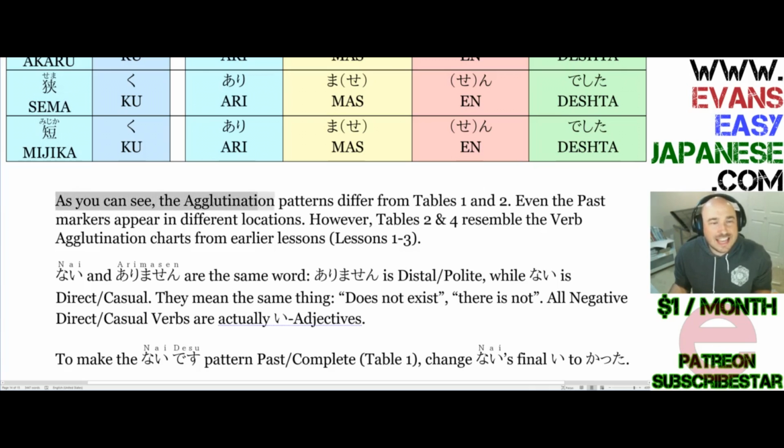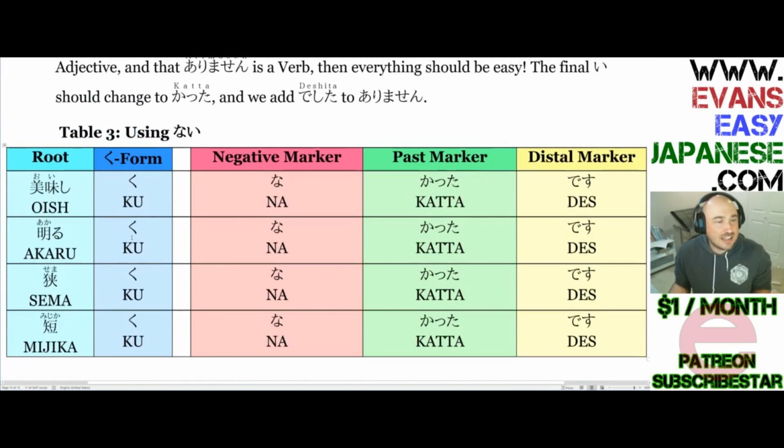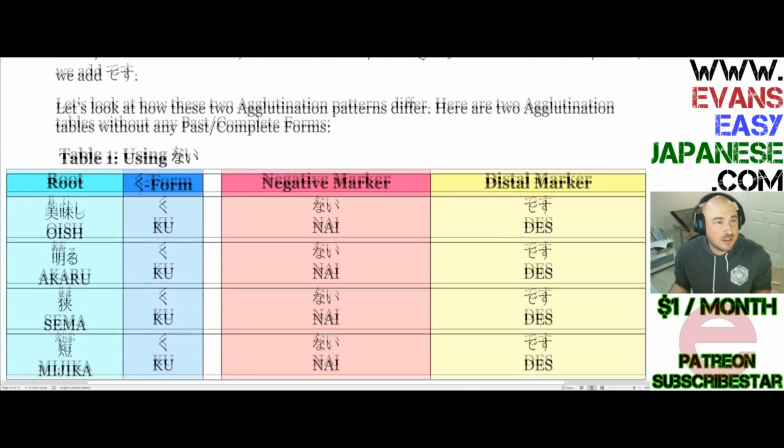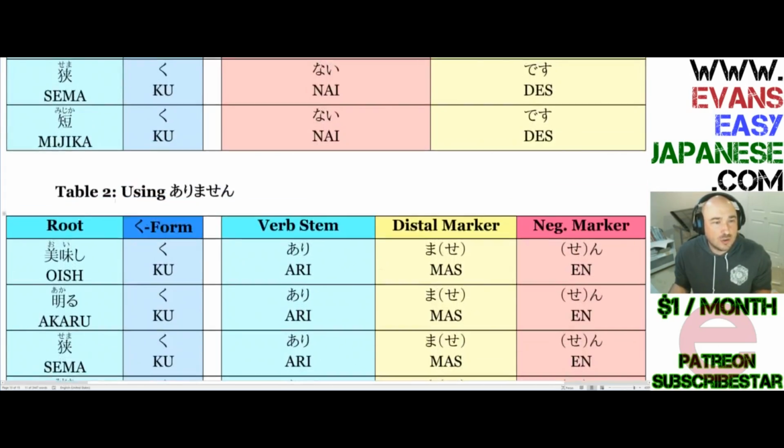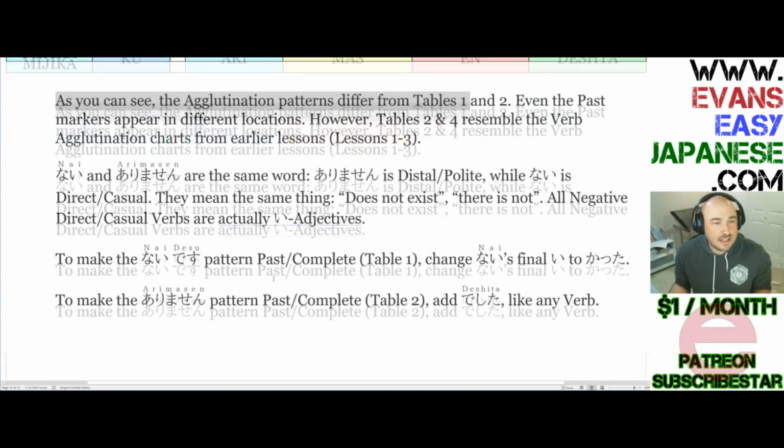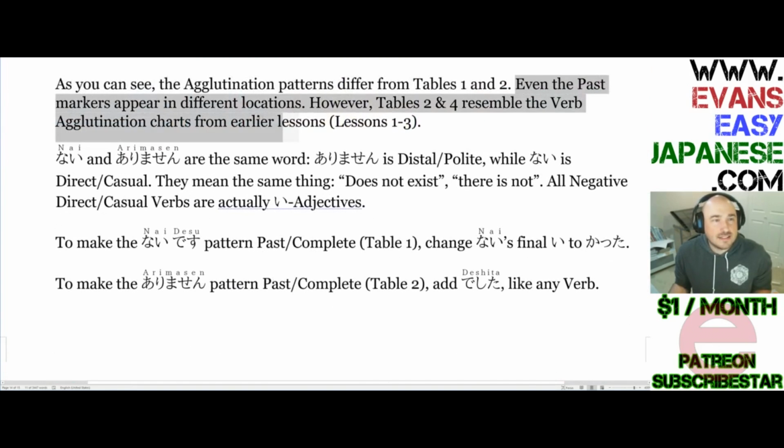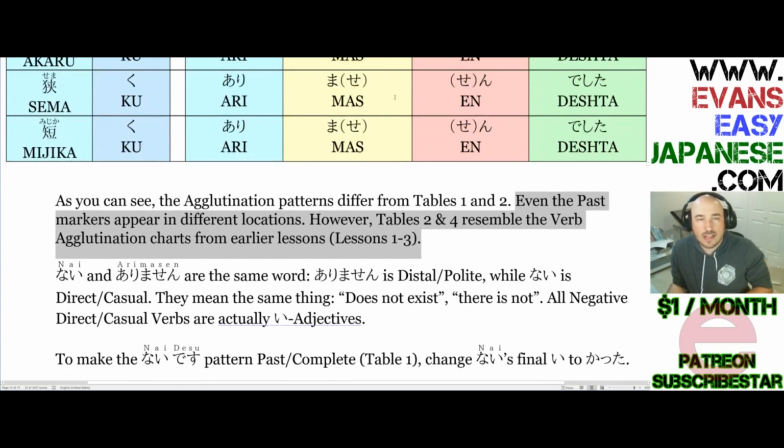All right, so as you can see, the agglutination patterns differ between table 1 and 2. Table 1 was up here with the kunai and the kuarimasen. Same thing for the past tenses. Even the past markers appear in different locations. However, tables 2 and 4 resemble the verb agglutination charts from earlier lessons 1 through 3. So like we said, because arimasen is a verb, treat them like verbs, the end.